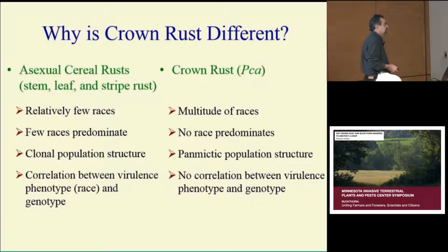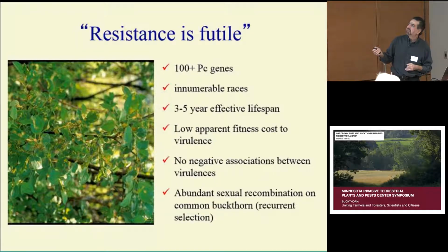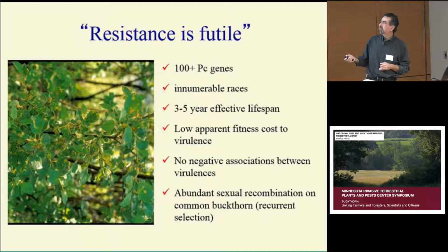genotype. So we essentially have to phenotype every single rust isolate that we get to find out what virulence it has. As I mentioned, there are over 100 resistance genes that we know, but bottom line of it is resistance is futile because the lifespan is only 3 to 5 years. So it's not going to last you very long. There is no apparent fitness cost to the pathogen for virulence, and there is no negative association between virulences. So the pathogen can have multiple virulence genes infecting multiple resistance genes, thanks to buckthorn.